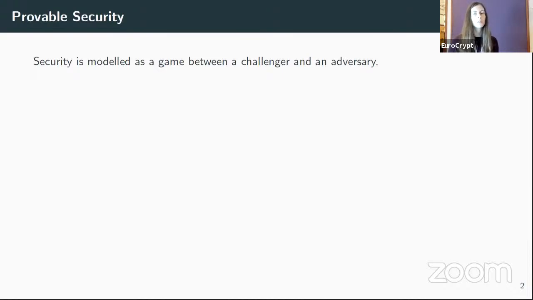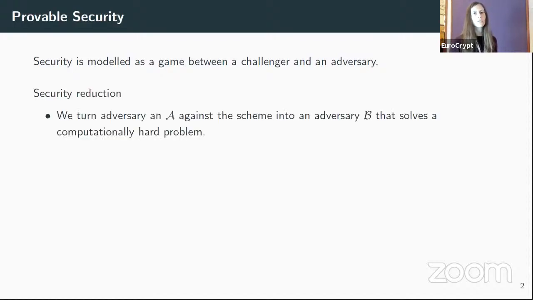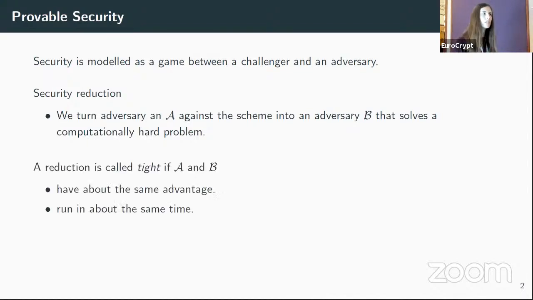Some background on provable security. The security experiment I just explained is modeled as a game between a challenger and an adversary. As usually done, we prove security by contradiction using a security reduction. That means we assume there exists an adversary A against our scheme, in this case the AKE protocol, and we use that adversary to build another adversary B that solves a computationally hard problem. We call this reduction tight if A and B have about the same advantage and about the same running time. What that means in particular for AKE is that these bounds should not depend on the number of users and the number of sessions.